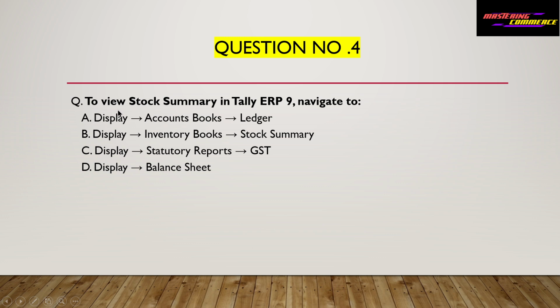Fourth is, to view stock summary in Tally ERP9 navigate to. Options are display to accounts book, then to ledger; display to inventory books, then to stock summary; display to statutory reports and then GST; then display to balance sheet. Basically it is talking about stock summary, so among all, option B shows stock summary. So B is the correct answer. Display, then inventory books, okay, then stock summary.